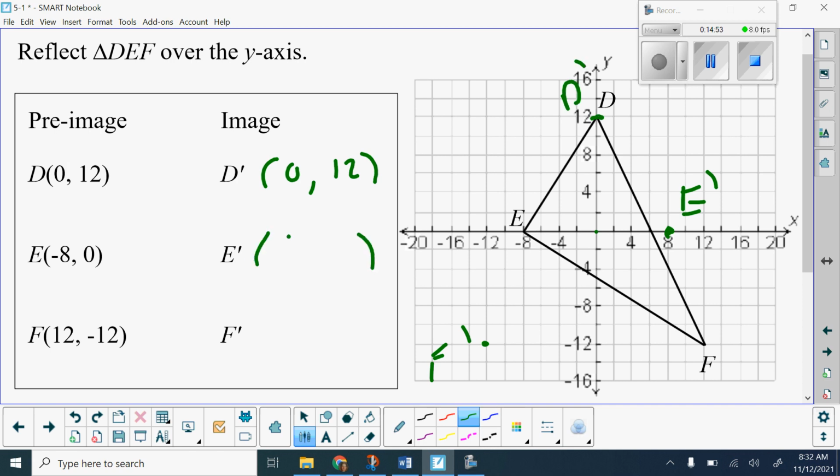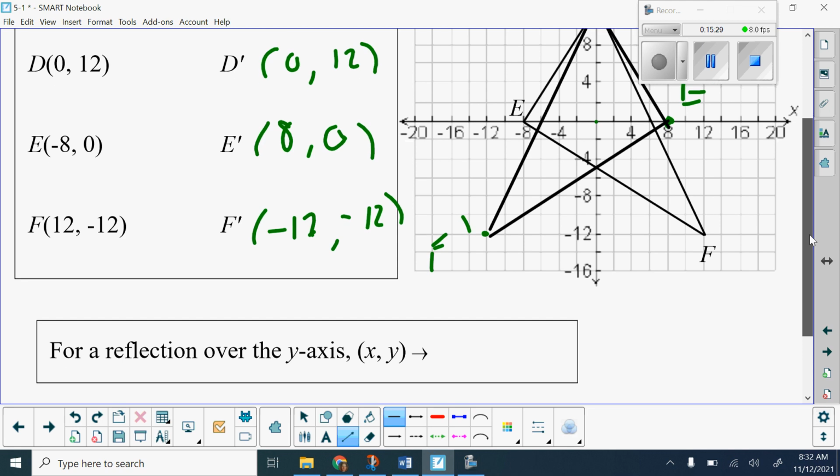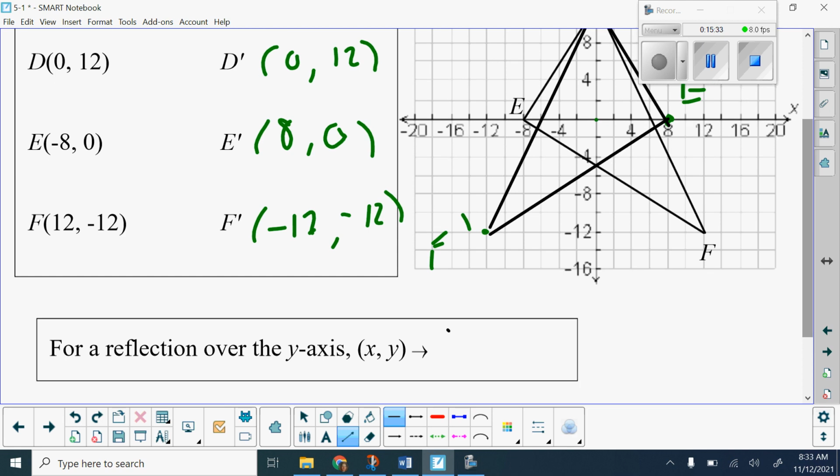All right, so E prime is 8, 0, and F prime is -12, -12. All right, let's connect them. So F and E prime, E prime and D prime, and D prime and F prime. And that triangle EDF looks like it's been flipped over the y-axis. All right, notice what happened with my points. This time, because I'm reflecting over the y-axis, the y-coordinate stays the same, but the x is negated. So negative x, comma y.